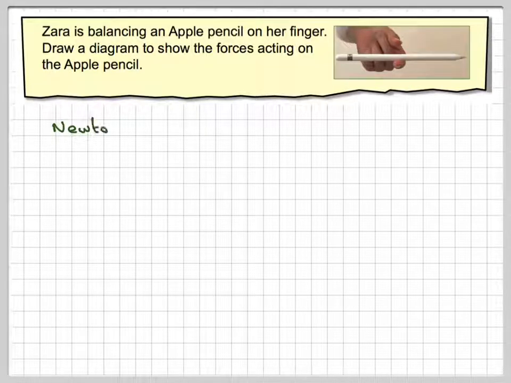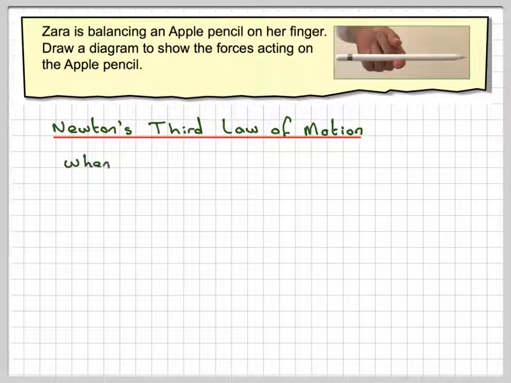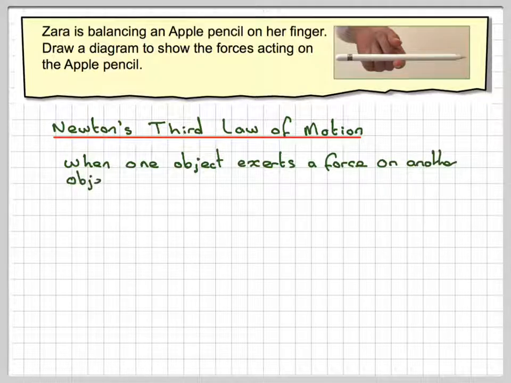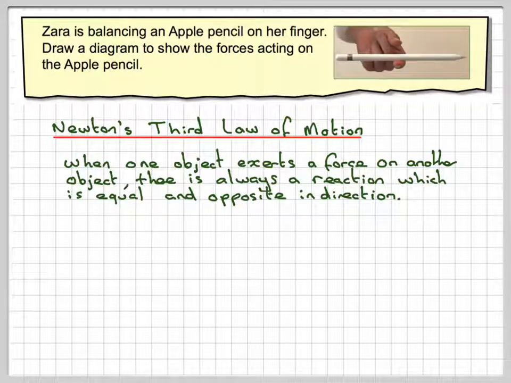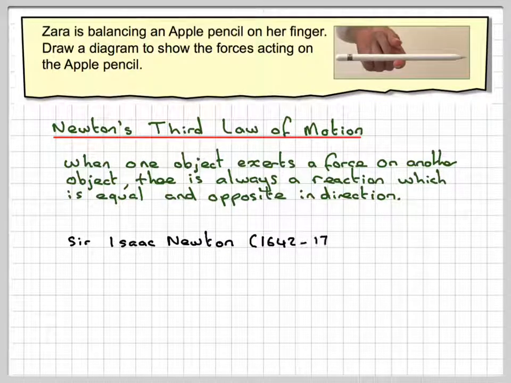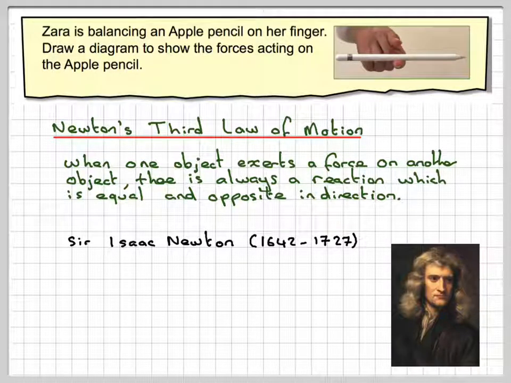One thing we need to take into account is Newton's third law of motion. When one object exerts a force on another object, there is always a reaction which is equal and opposite in direction. And this was made by Sir Isaac Newton, who lived from 1642 to 1727, and there is a photo of him. Right, so let's have a look at this.